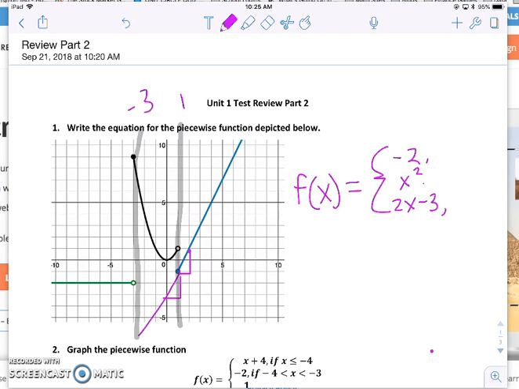So the -2 is where x is less than -3. The parabola is in between -3 and 1, so we start with -3 less than or equal to, because it's closed in, x less than or equal to 1. And then the line, well, that's where it is greater than or equal to 1. And so I'm going to go here and I'm going to change this one just to a less than, because it is an open circle.